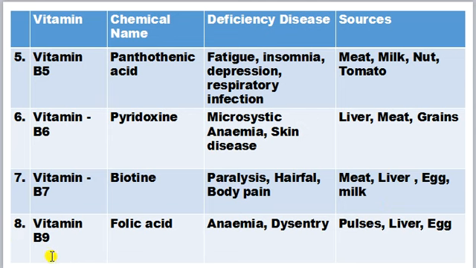Now the 8th one is vitamin B9. This is also known as folic acid. Folic acid is very much required during pregnancy, and its deficiency causes anemia and dysentery. Its main sources are pulses, liver, egg, etc.